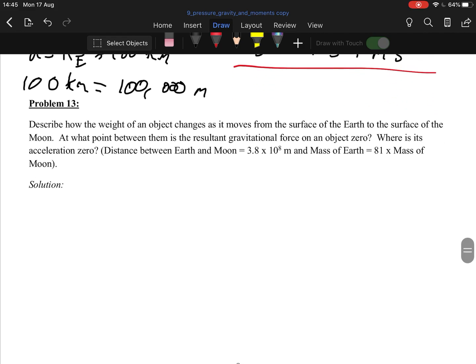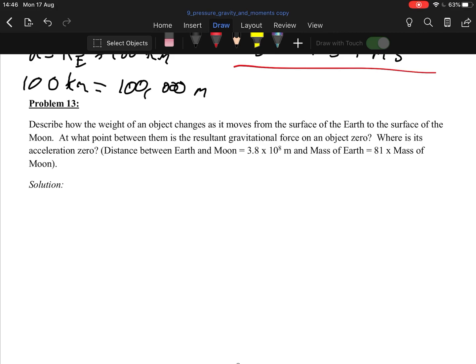All right, so the last one here now, this is going to take a bit of time, and then we're on to turning effects and moments. So describe how the weight of an object changes as it moves from the surface of the Earth to the surface of the Moon. At what point between them is the resulting gravitational force on an object zero? This came up in 2010.